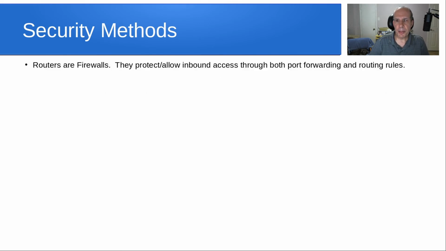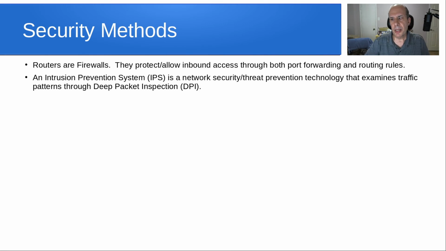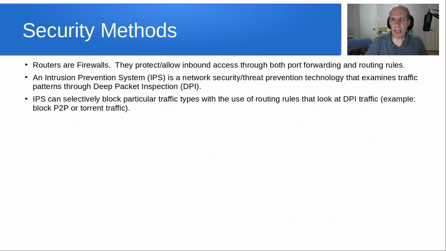So, security methods. Routers are firewalls. They protect and allow inbound access for both port forwarding and routing rules. An intrusion prevention system, IPS, is a network security threat prevention technology that examines traffic patterns through deep packet inspection. IPS can selectively block particular traffic types with the use of routing rules that look at DPI traffic.